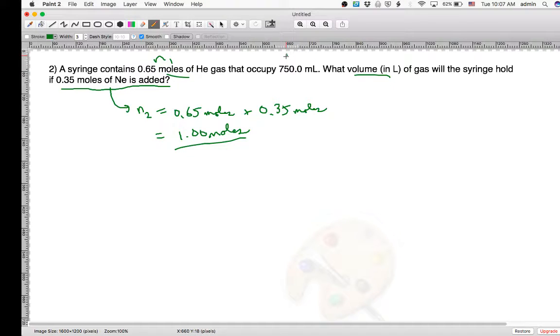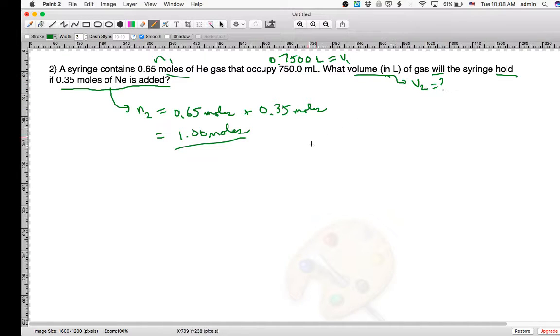This here is in milliliters, but they're asking for liters, so I'm going to quickly change this to liters. This is 0.7500 liters. This is the volume that we start with. "Will hold" is the verb here, so that's the future tense. So this must be the unknown, the volume that we end with.